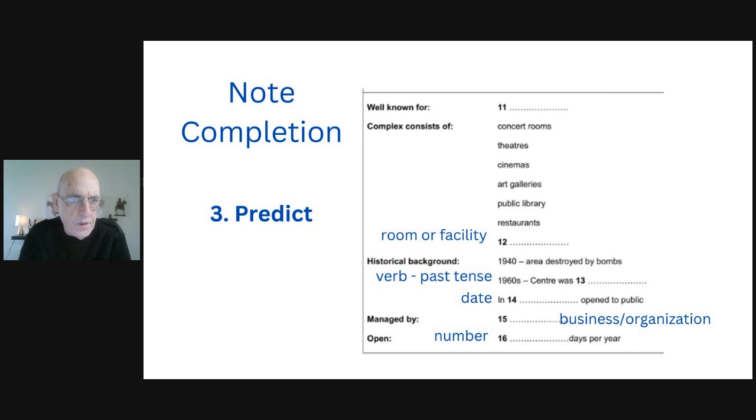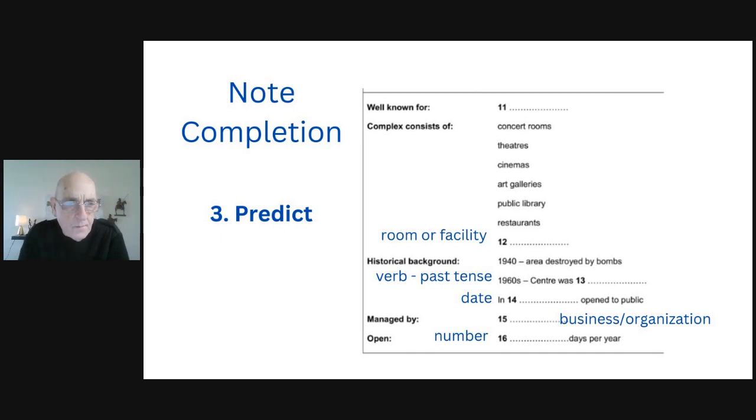So for example, for number 11, it says well known for something. Well, this could really be anything. So there's not really a note that you can put beside there that will be very helpful, but you know that you will be listening for something to go in there. And just a reminder that in these types of questions, all the questions will come in order as you're listening.